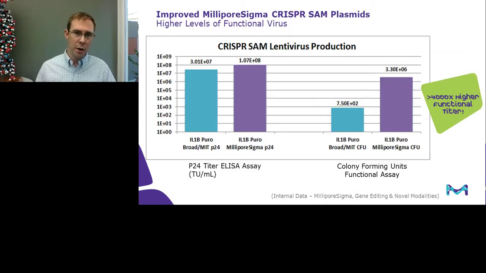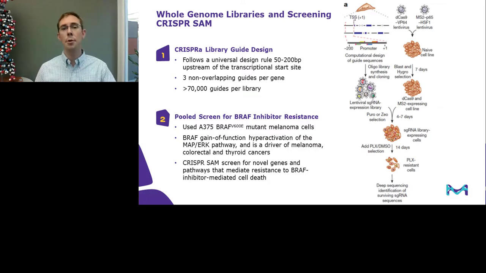We found that the original vectors could benefit from some functional lenti-titer optimization. So our new modified vector backbone produces substantially higher levels of functional virus so that our new functional titer for SAM meets the efficiency that's required for whole genome screening with a pooled library of guides to achieve the desired levels of coverage. So the CRISPR-SAM library follows a fairly universal guide design rule, improving guide design efficiency.